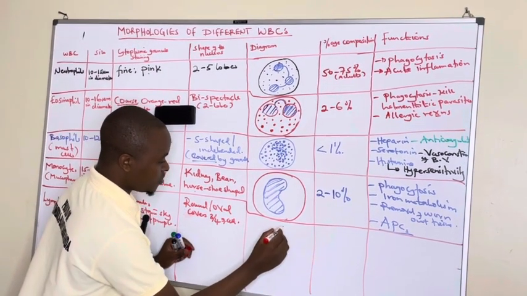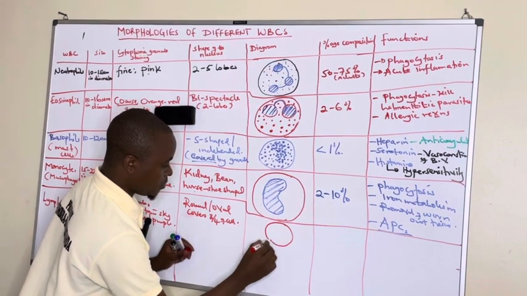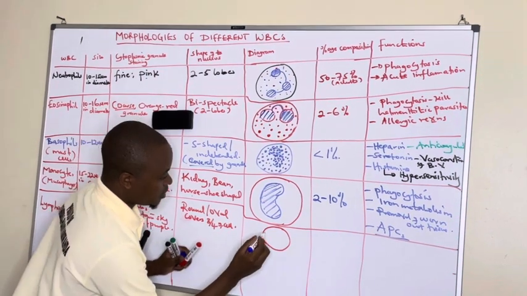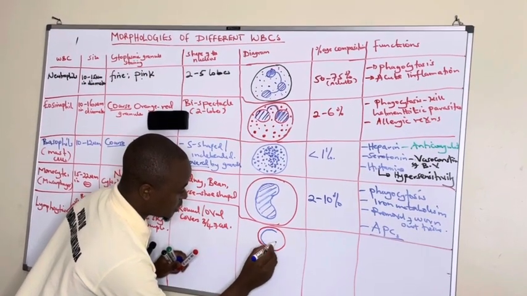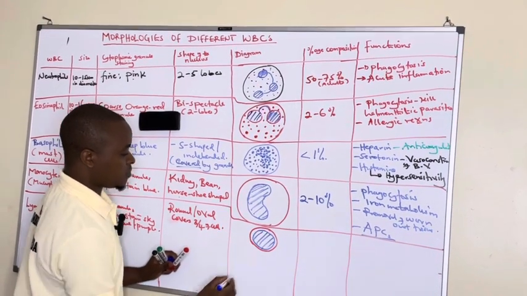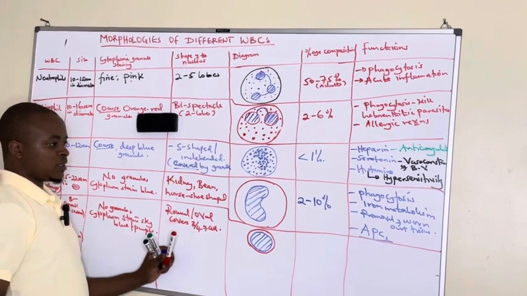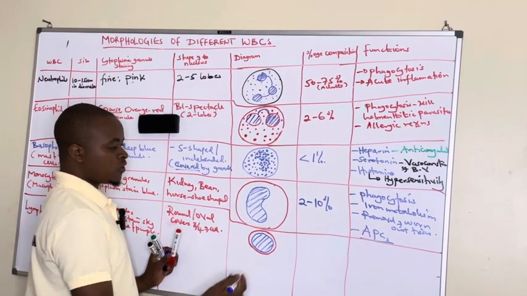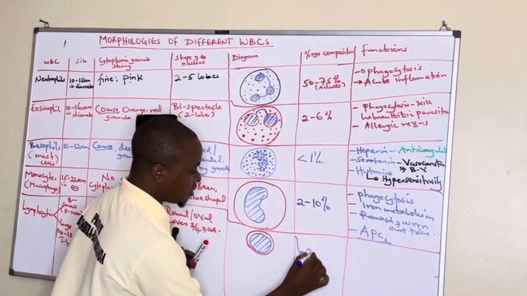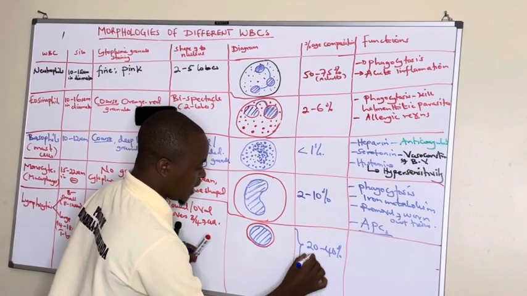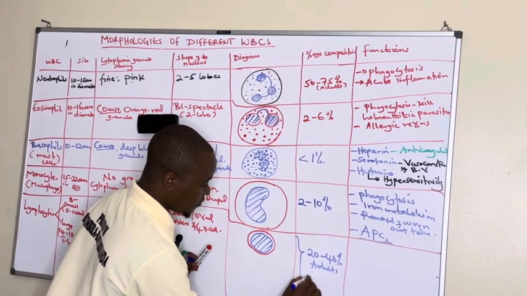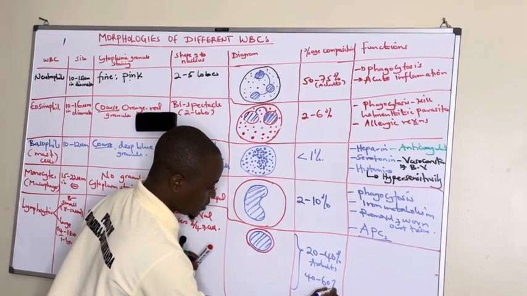And if we have to draw, you see it is small in size, and the nucleus is centric, which covers almost the whole cell, and it is round in shape. So this is the small lymphocyte, and wholesomely, in percentage composition, they range between 20 to 40% in adults, but in children they range between 40 to 60%.